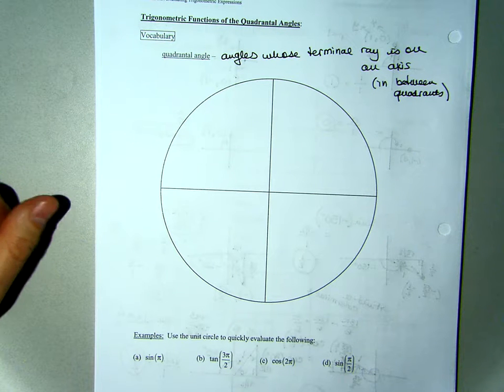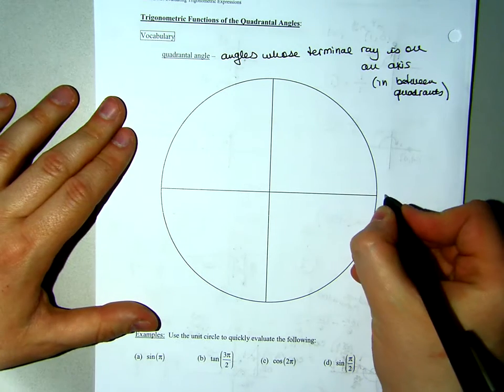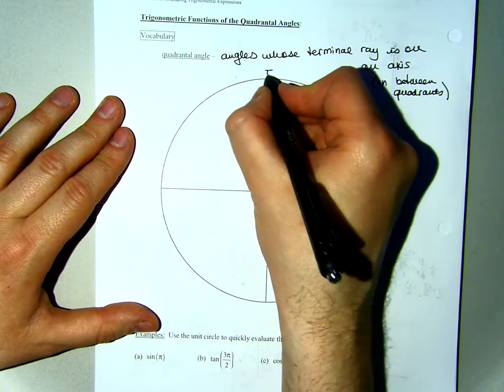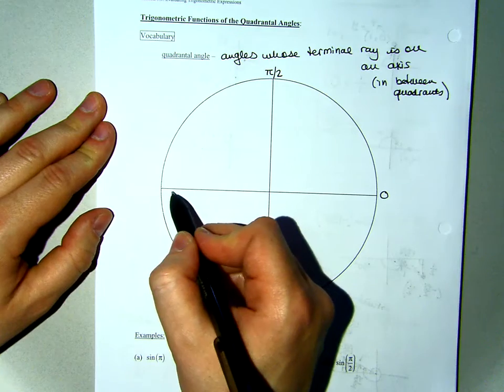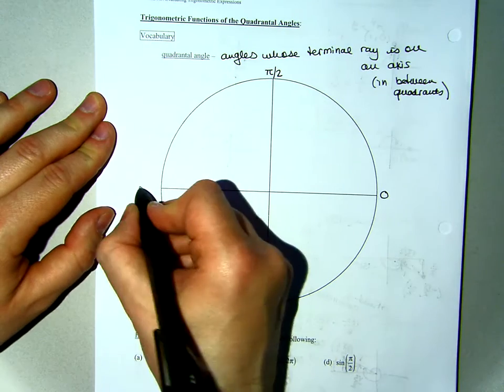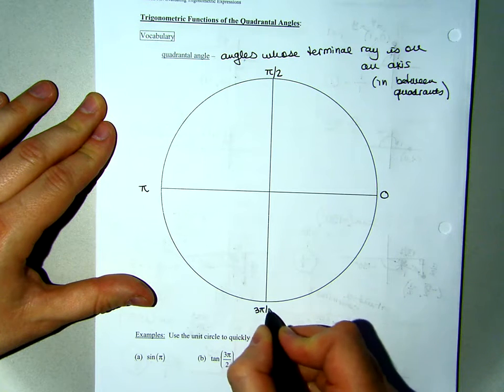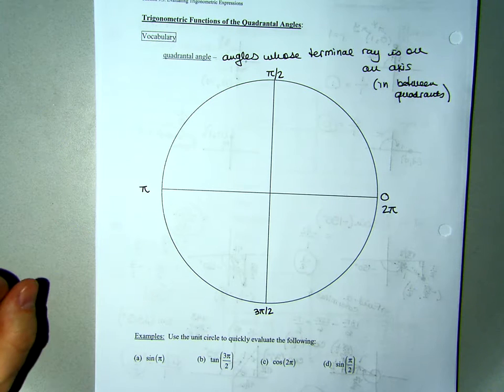There are 5 particularly important quadrantal angles. I don't even feel like bothering with this in degrees. We'll just do this in radians. 0 radians is a quadrantal angle. Pi over 2 is a quadrantal angle. What's the next quadrantal angle? Pi. And then 2 pi, which ends in the same place as 0.